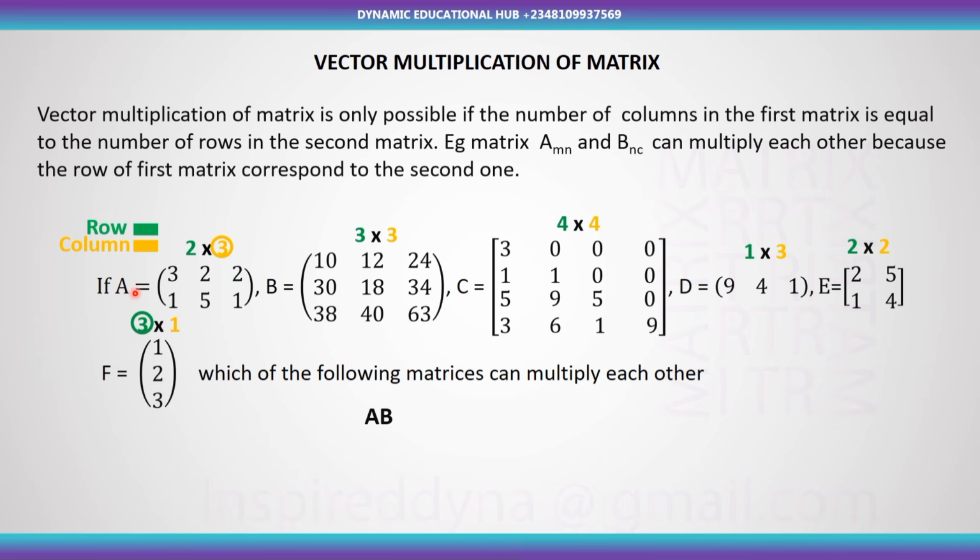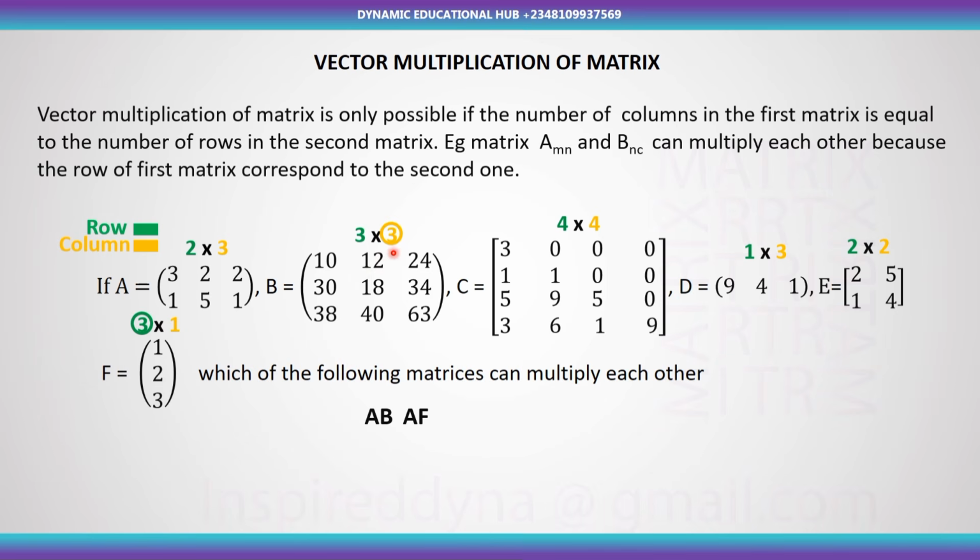Now for A and F, we see that the column of A corresponds with the row of F. So which means they can multiply each other, AF. Now let's see FA, can they multiply each other? See, the column here doesn't correspond with the row here. So the two numbers are different, which means they cannot multiply each other. It's only AF, not FA. FA cannot multiply each other.